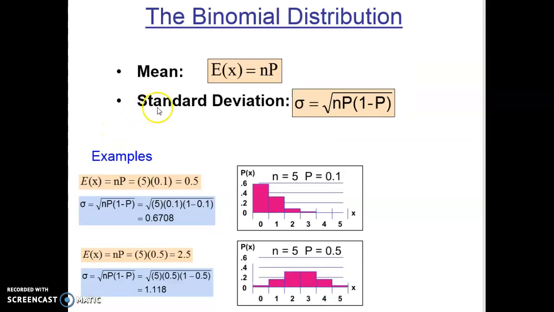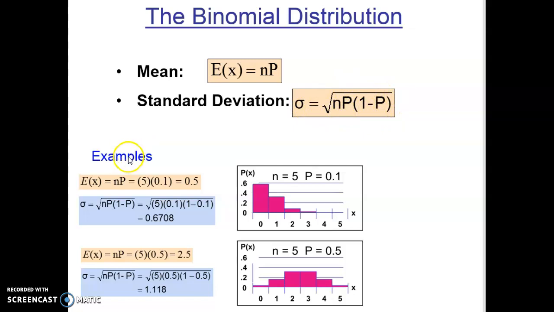This slide shows us how to calculate the mean and the standard deviation of a binomial distribution. The mean, which is the expected value, is just your sample size times the probability of success. Whereas the standard deviation is going to be the square root of your expected value, NP, times the probability of a failure, which is 1 minus P. Another way to think about this is it's your sample size times probability of success times probability of failure, and then taken to the square root.